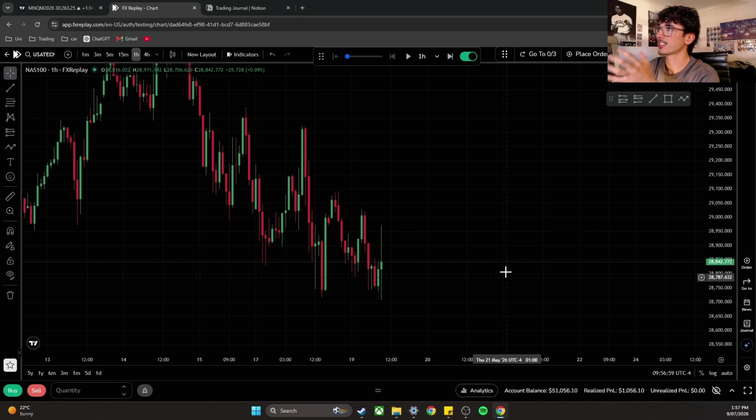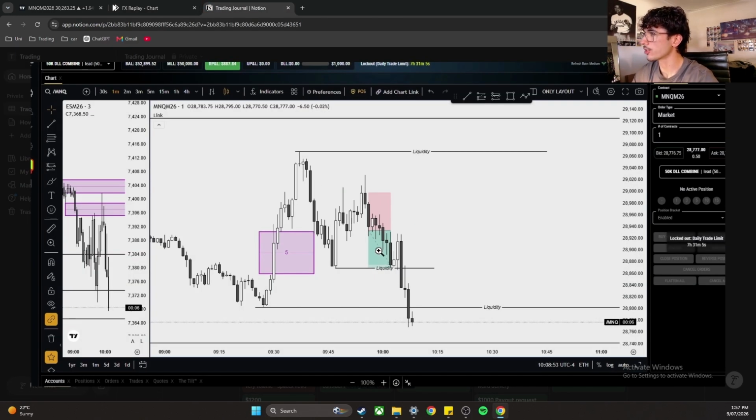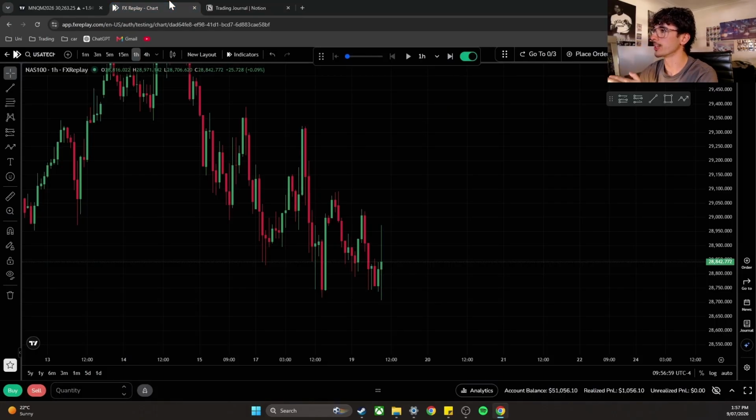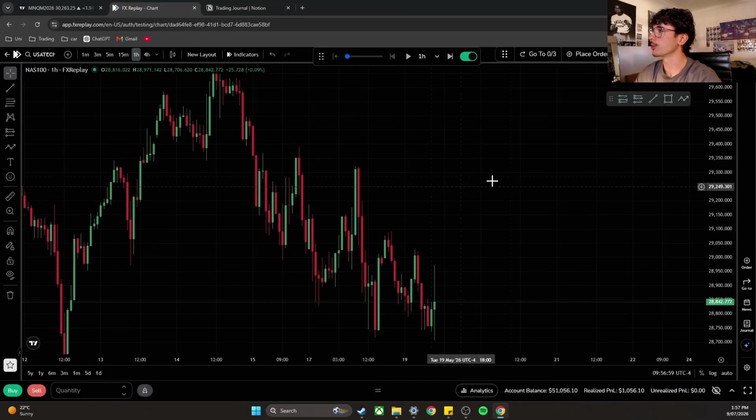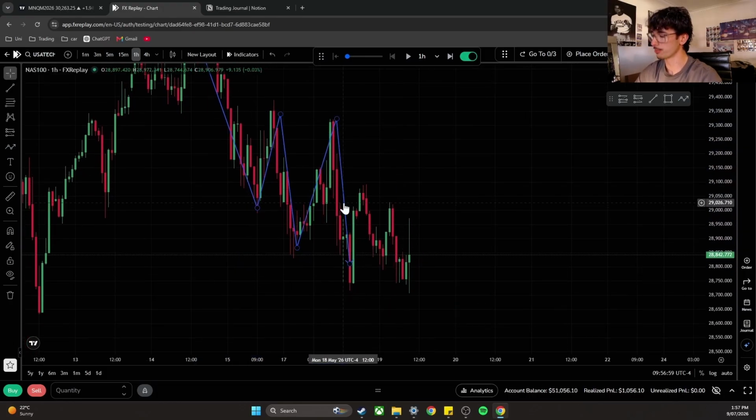Alright, so we're on the next day, the day after, May 19th. I took this trade here. With this trade, I was supposed to take it all the way to full draw on liquidity, but I only needed a certain amount of money to pass my accounts, so I didn't take it all the way down. I just took a little bit of the way down. But on the 1 hour, we can clearly see that we are bearish.